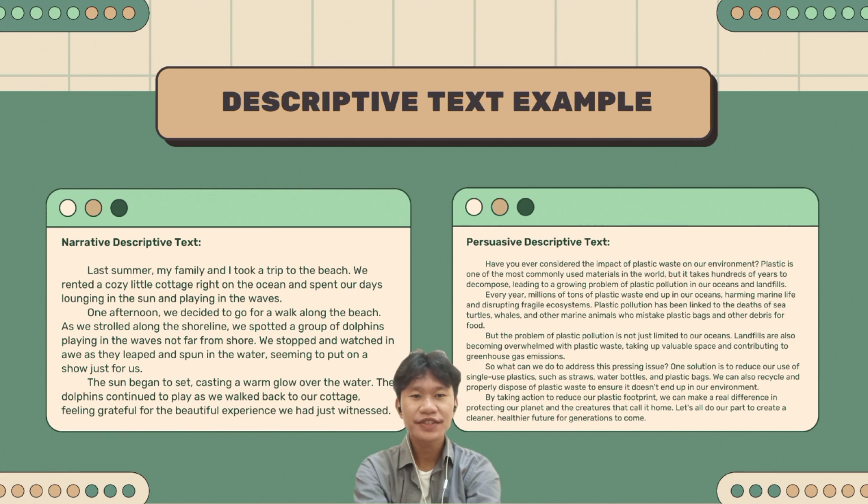So we go to an example of the descriptive text. The first one we have is narrative descriptive text. Last summer, my family and I took a trip to the beach. We rented a cozy little cottage right on the ocean and spent our days lying in the sun and playing in the waves. One afternoon, we decided to go for a walk along the beach.